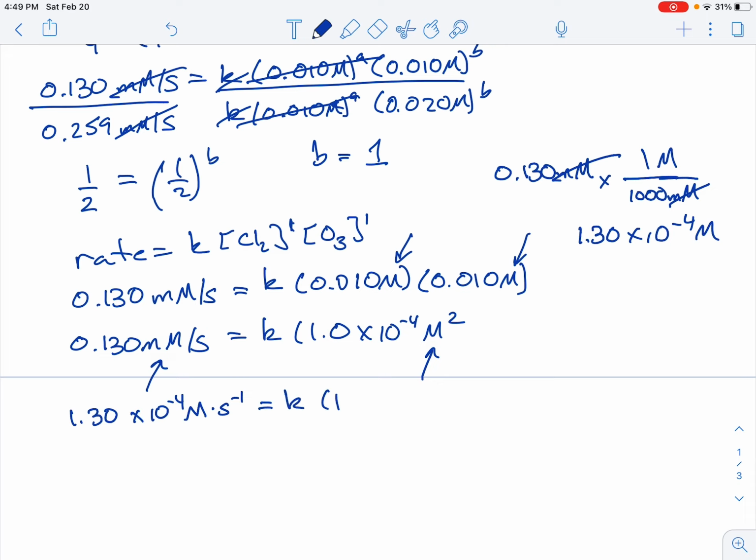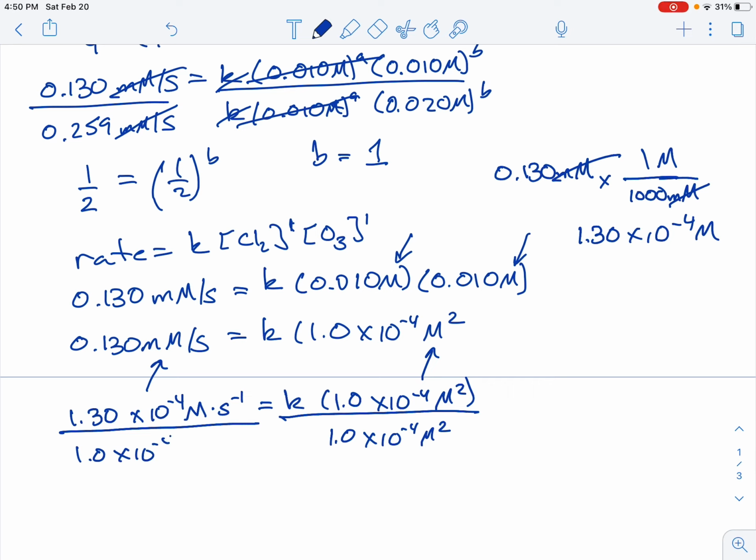Molar squared. Now I got to isolate K by dividing both sides by 1.0 times 10 to the minus 4 molar squared. Okay, so this cancels out. I'm left with K over here. The numerical part of this is pretty easy because you've got 2 10 to the minus 4s. So this comes out to be 1.30. The units are a little trickier. So you've got molar times seconds to the minus 1 over molar squared.